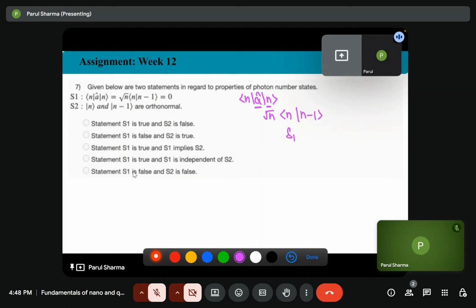So this is the Kronecker delta. It is an orthonormal state. It is zero if n is not equal to n minus 1. So here n is not equal to n minus 1, so it will be 0.